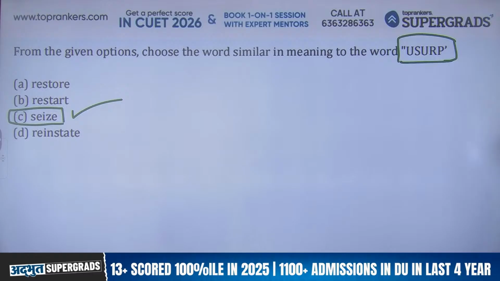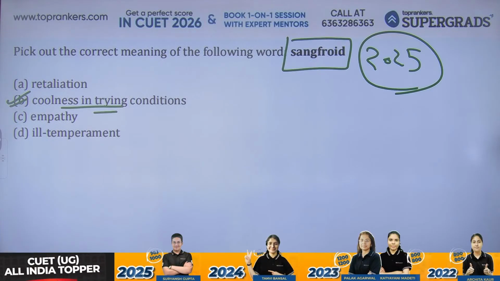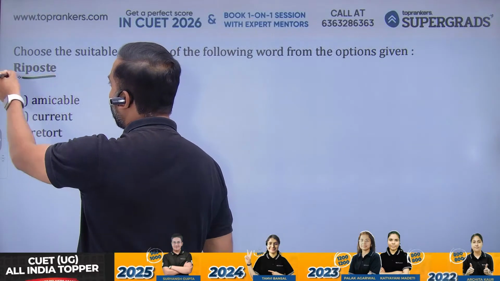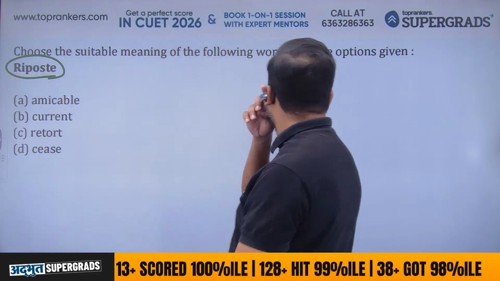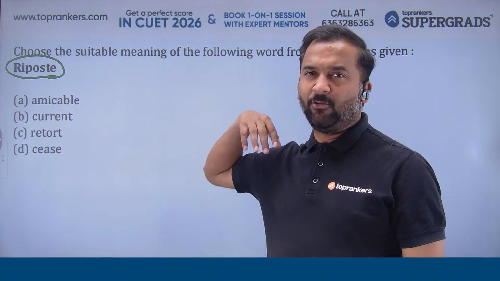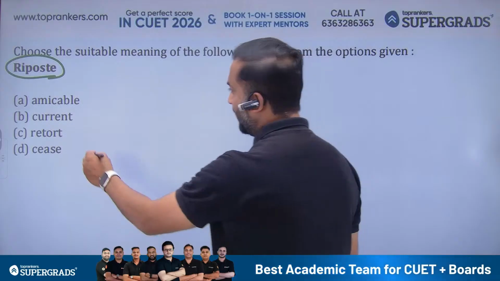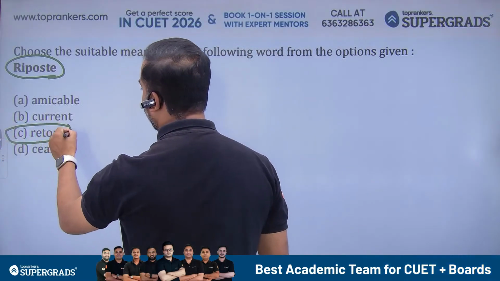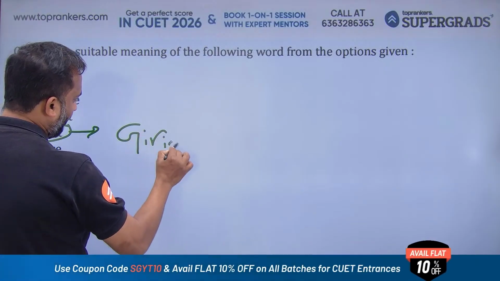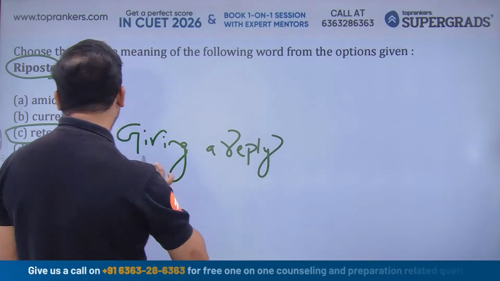I think we are done with these questions now. We are done with sangfroid. Let's quickly move to the next one, which is riposte. Riposte का synonym बताना है मुझे. Now, riposte is something that you give back to a person. So, retort would be the correct answer. Retort is like giving back, giving a reply to someone. So that is what retort means.